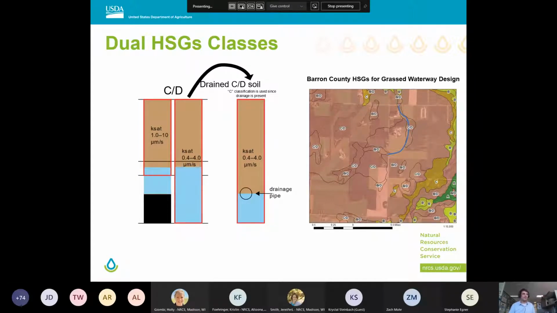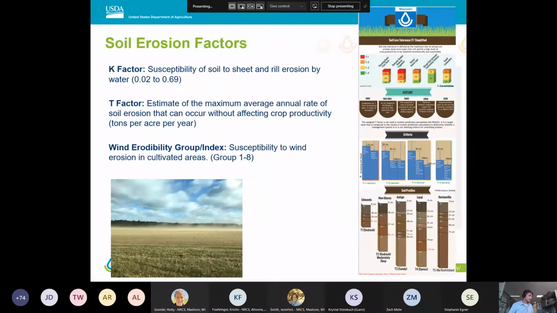And then what happened was we came up with a more legitimate grass waterway design that wouldn't cost so much as one if you just designed it all assuming it was a D. Then there's these soil erosion factors, and I can't go too far deep into these because we're running out of time, but a lot of you should be familiar with them already.